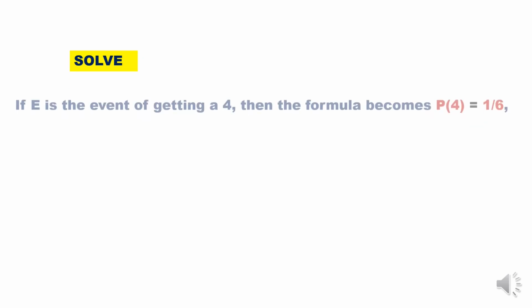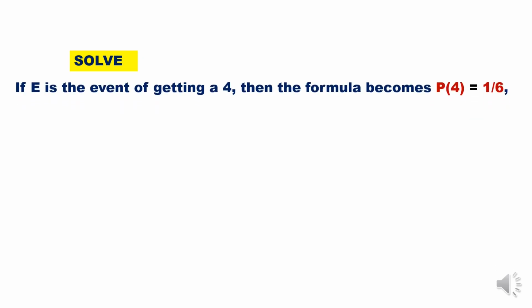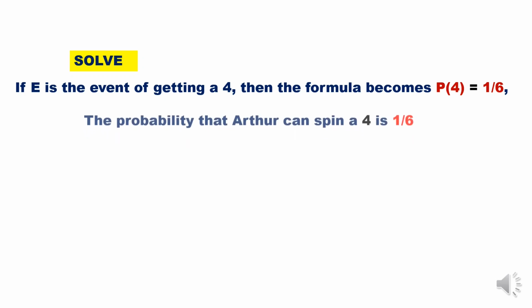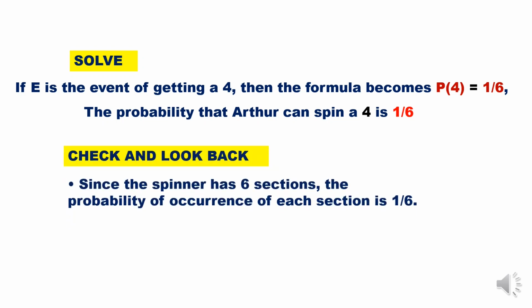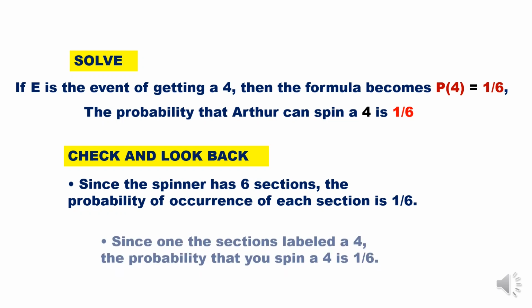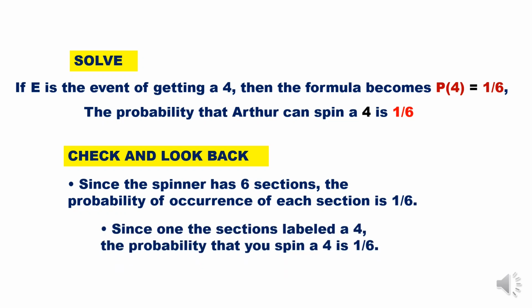Next is solve. If E is the event of getting a 4, then the formula becomes P(4) equals 1/6. The probability that Arthur can spin a 4 is 1/6. Last is check and look back. Since the spinner has 6 sections, the probability of occurrence of each section is 1/6. Since one of the sections is labeled a 4, the probability that you spin a 4 is 1/6.